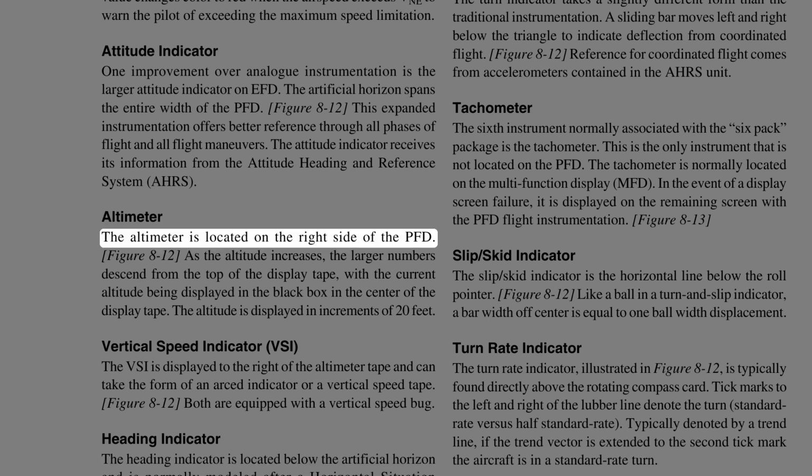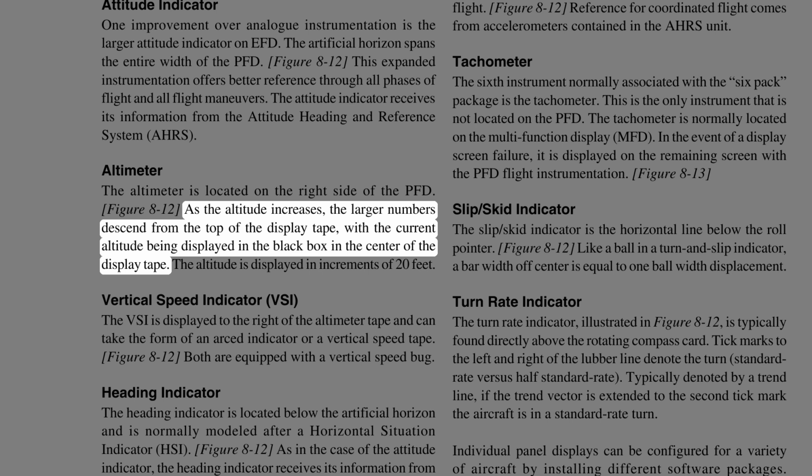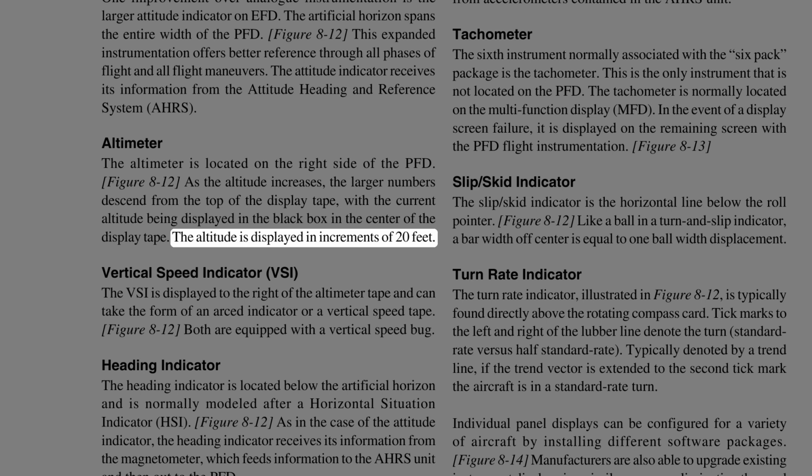Altimeter. The altimeter is located on the right side of the PFD. As the altitude increases, the larger numbers descend from the top of the display tape, with the current altitude being displayed in the black box in the center of the display tape. The altitude is displayed in increments of 20 feet.